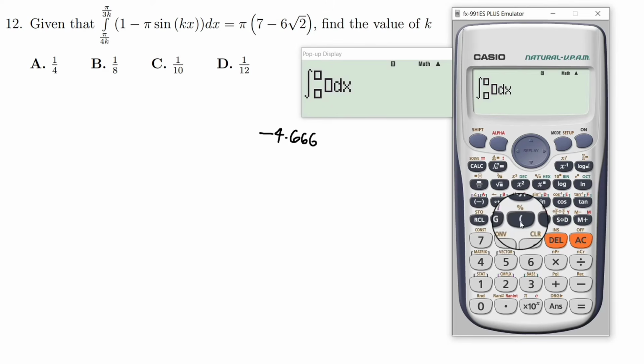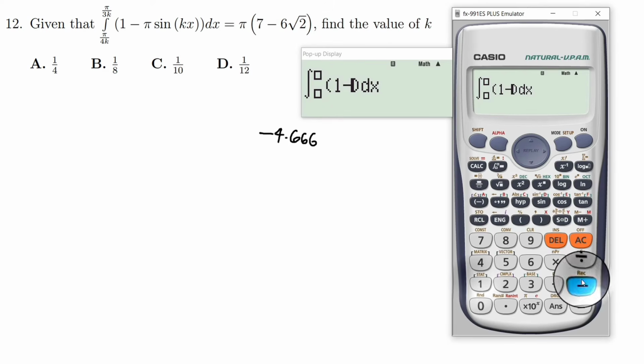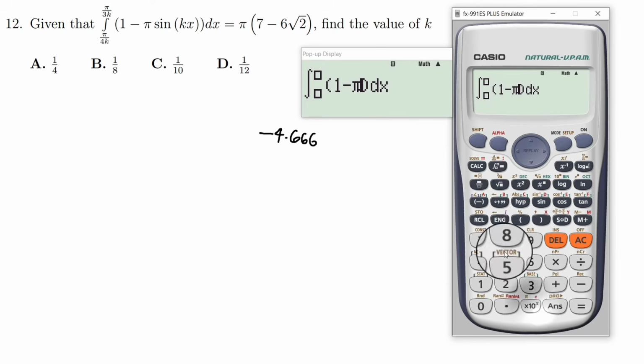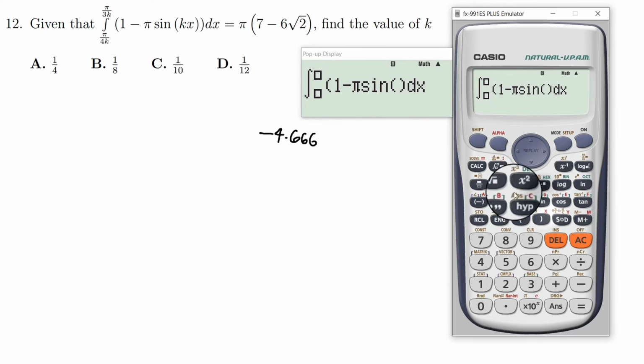So we have this to be open and close your brackets. Then here we have this to be 1 minus pi, then sine. Then here we have kx, but I can just put in x, only alphabet x. Then later I can do my editing, then I can put in the value of my k.